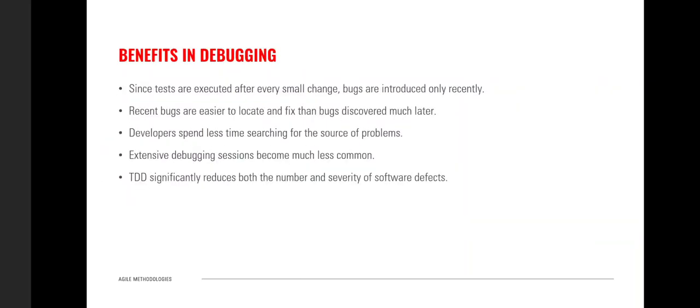One major advantage of test driven development is easier debugging. Since tests are executed after every small change, if a test fails, developers immediately know where the problem was introduced. This saves a lot of time compared to finding bugs weeks later after many changes have been made.